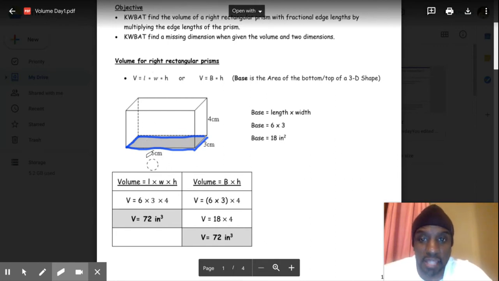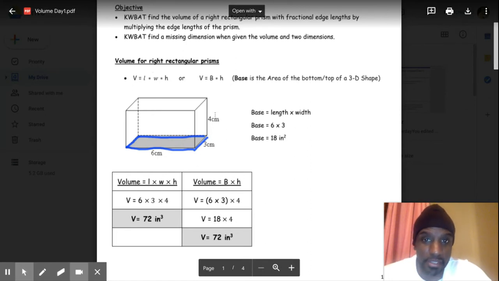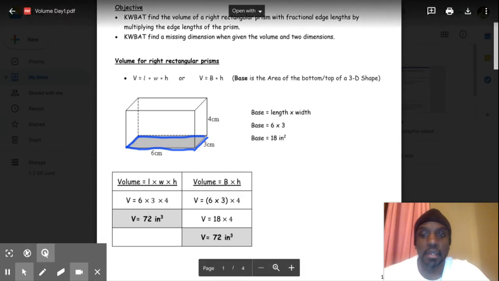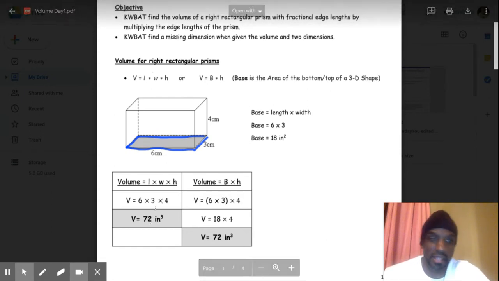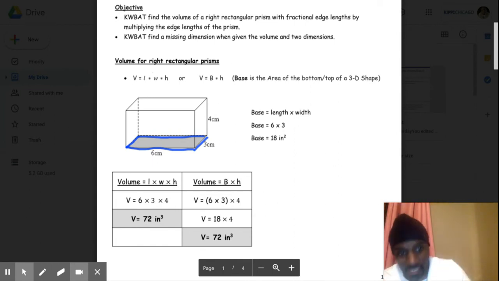So our length here is 6. Our width here is 3. Our height is 4. So volume equals 6 times 3 times 4. I get 6 times 3 is 18. 18 times 4 is 72. And my units here are different because this is inches times inches times inches. That means you're doing inches cubed, okay?